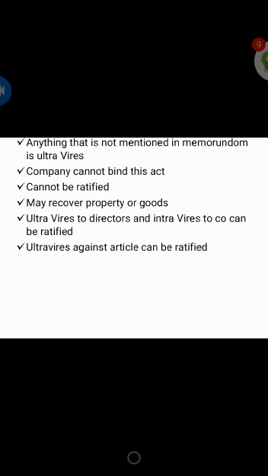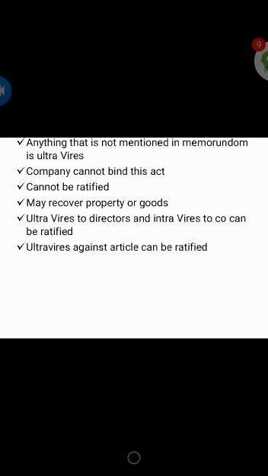Any transaction which is called ultra vires, the company cannot be bound by it. So the company is not bound for it. If a third party is going to sue on this, if anything went wrong and the third party has suffered a loss, the third party cannot file a case against the company for this transaction. So I repeat, if the transaction performed by the company is ultra vires, the company is not bound, and the third party cannot file a case against the company.